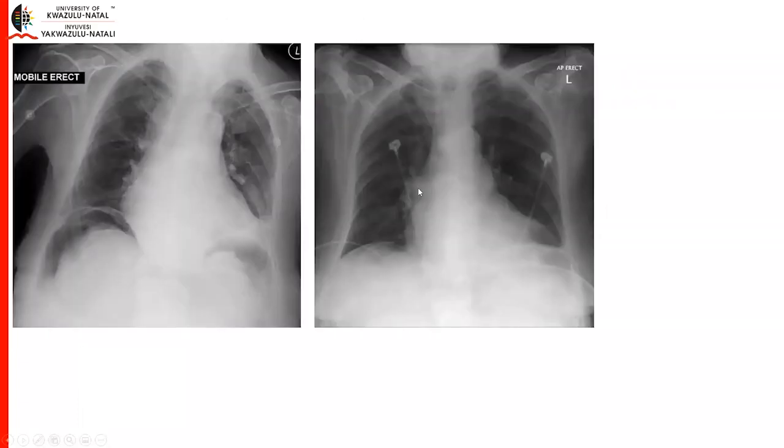Okay, now this is the next complication. I've got 2 x-rays from different patients up here. I'd like someone to volunteer as to the etiology.